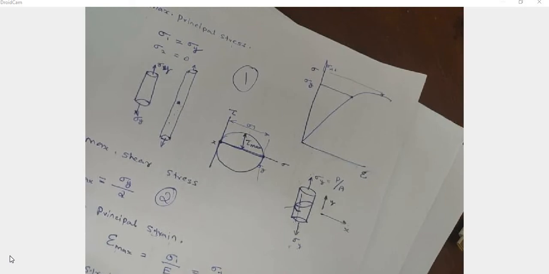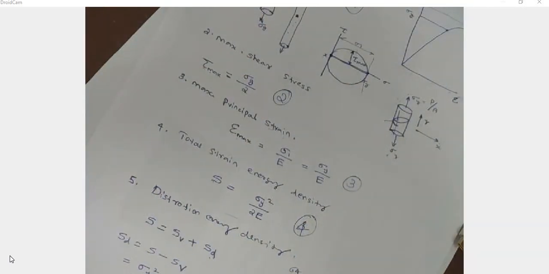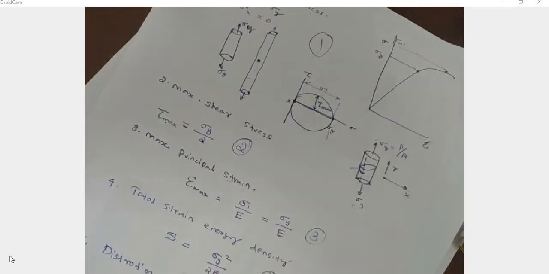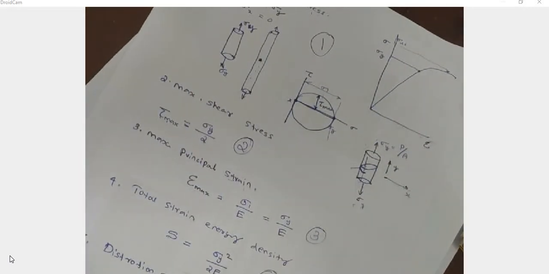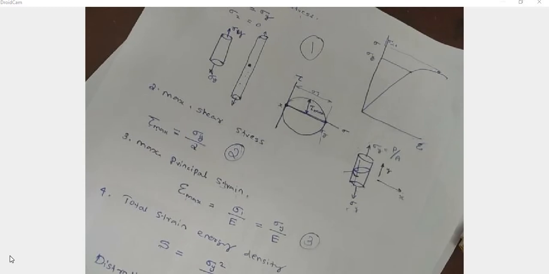So we discussed the 5 conditions for yielding. We don't know the exact reason or exact condition for the yielding, so later we will discuss which one is the exact case for yielding. But there are 5 conditions for the yielding. Based on these 5 conditions, we develop 5 theories of failure.